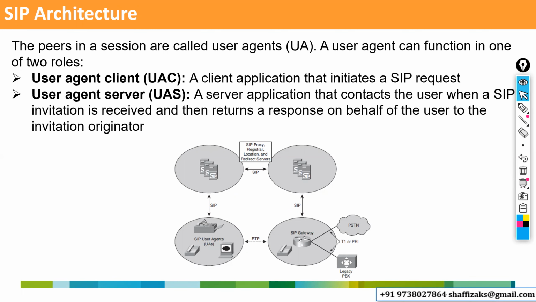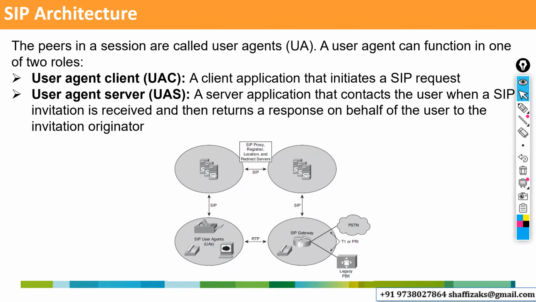Now suppose you have CUCM. Is CUCM the user agent client or user agent server? It can be anything. Not only client here, it can be both. Suppose from the CUCM the call is going out, then it's a client. If the call is coming from the gateway to the CUCM, then it will act as a server. So that is the architecture we have.